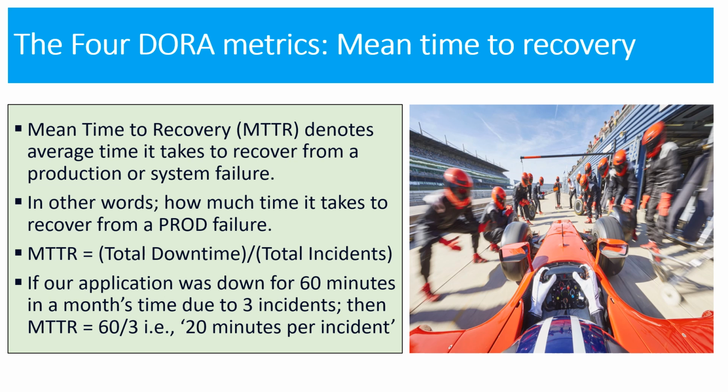Let's say our application or system was down for 60 minutes in a month's time due to three separate incidents, then MTTR is equal to 60 divided by 3. That means 20 minutes per incident. So in a way, 20 minutes per incident is what it takes to recover.